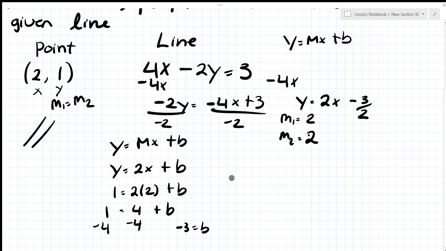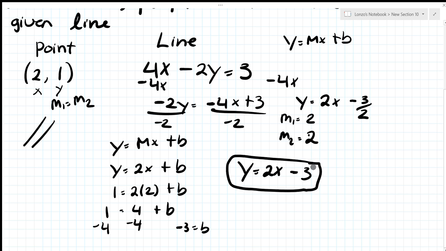Now we can write our linear equation in slope-intercept form. It will be y equals 2x minus 3. So this is part A, the line that is parallel to the line y equals 2x minus 3/2. If you were to graph this and put it in a calculator, you will see that both lines are parallel. Now let's do part B.